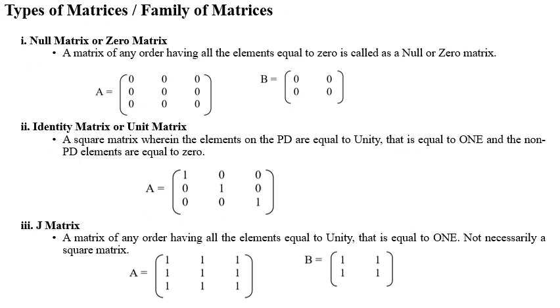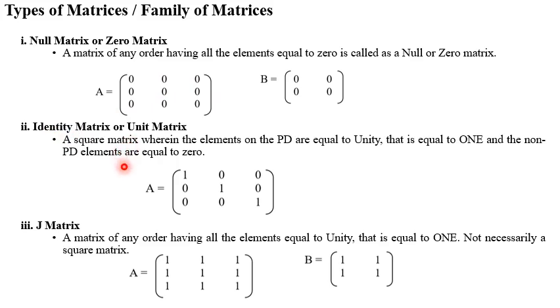There are certain types of matrices, or families of matrices. Null matrix or zero matrix. A matrix of any order having all the elements equal to 0 is referred to as a null matrix or zero matrix. The second one is identity matrix or unit matrix.